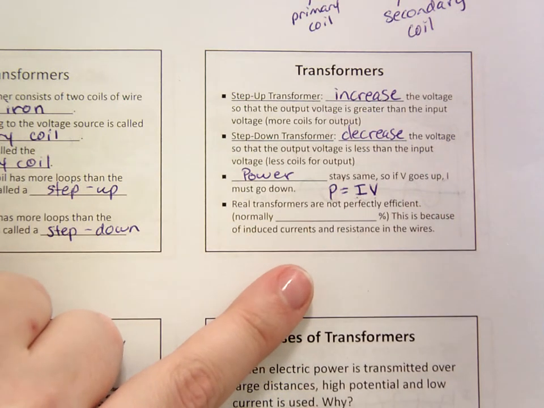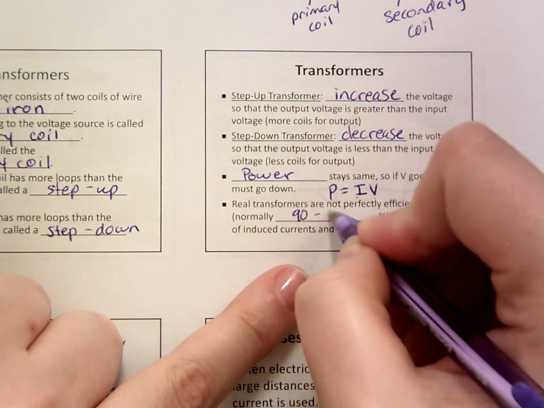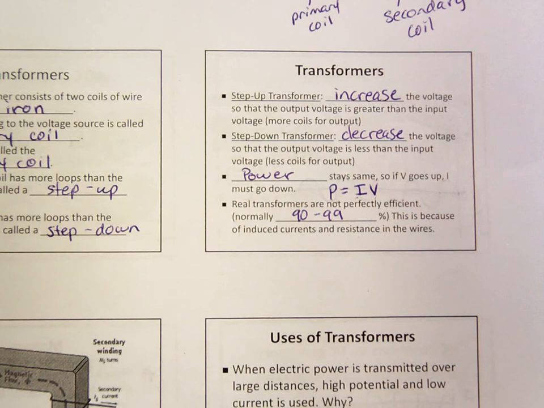Now, real transformers are not 100% efficient. Normally, it's between 90 and 99% efficient, which is still pretty good. But there's always going to be some energy that's lost to heat and friction and stuff like that. So as the charges are moving, creating friction, we lose some of it to heat.